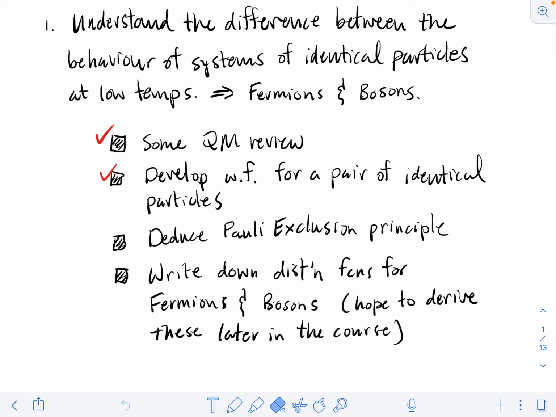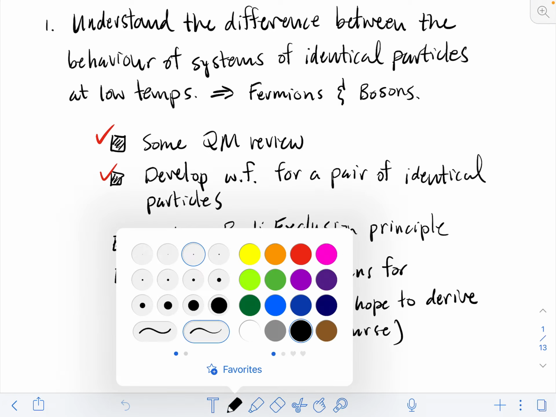Hello everybody, welcome back to Physics 425. We're back here looking at our roadmap towards understanding dilution refrigerators.